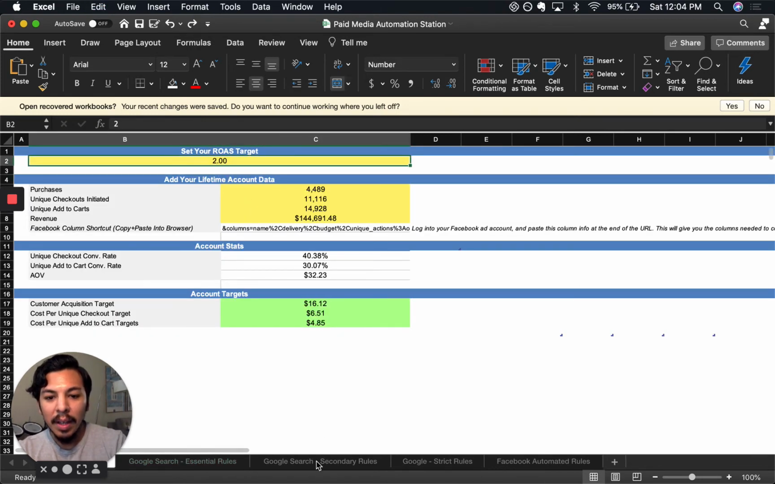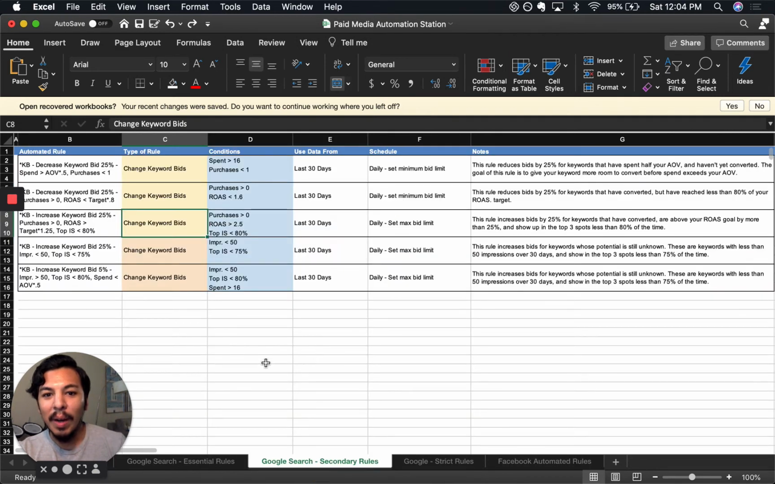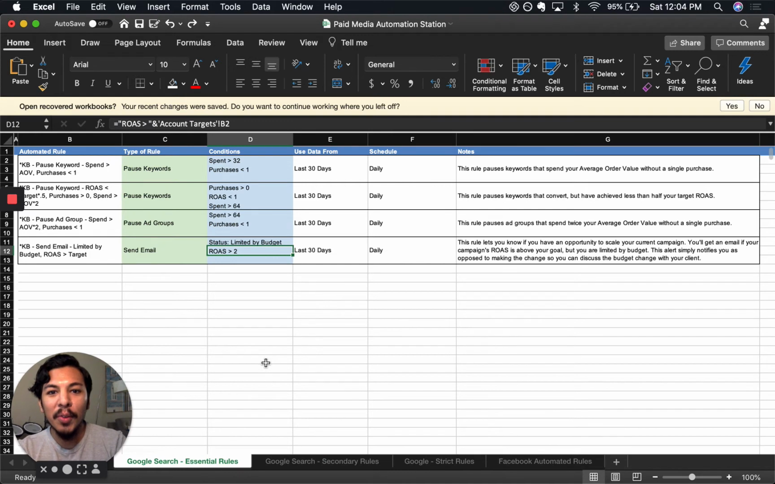And then looking at these, these are what I call my secondary rules. These I think I would almost always want regardless of the circumstances, unless for whatever reason ROAS or a specific return wasn't a priority. Most of the time it is.